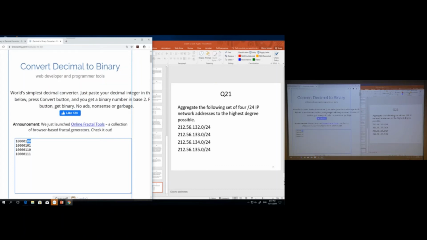It's 212.56.132.0 slash what? Slash what? 22. Right, because we see 16 plus the first 6 bits are the same for all 4 subnets. So the network part is 22 bits. Okay? So the answer is 212.56.132.0 slash 22. That's the aggregation of these 4 addresses. It's the subnet that contains all of this. And here it's actually very nice. Everything fits in nicely.